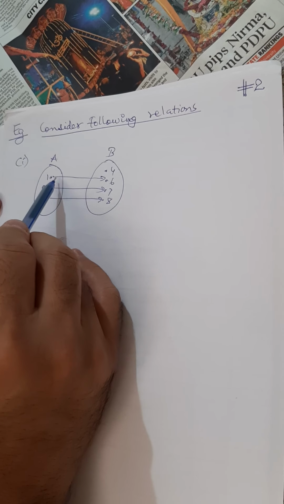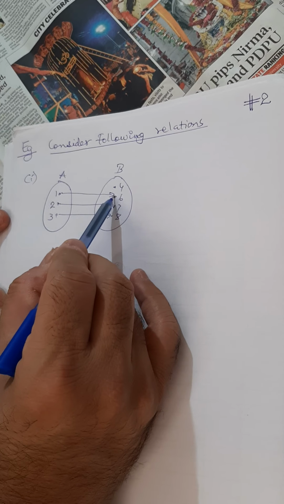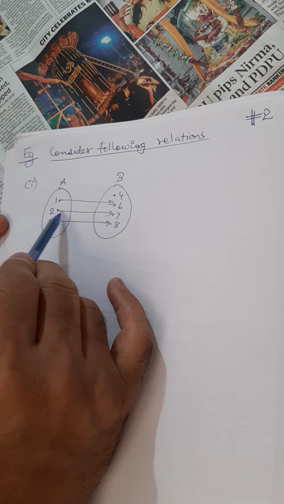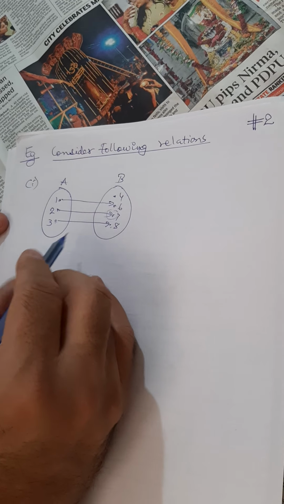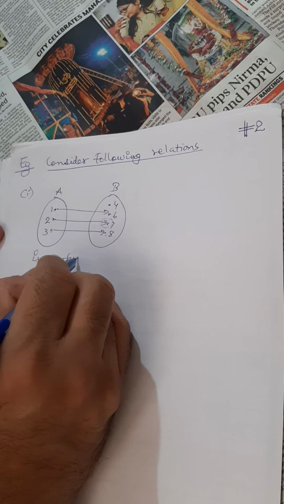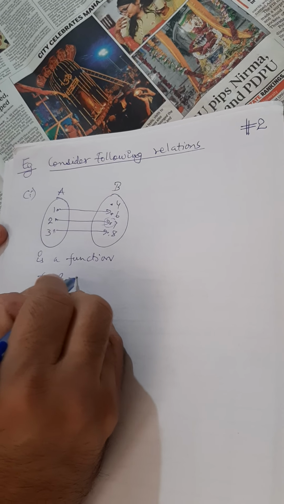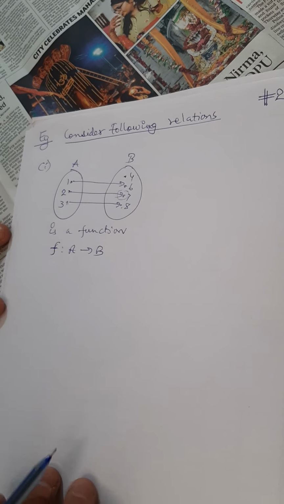So you can see that here every member of the first set is connected with exactly one member. 1 connected with how many? 6 only. 2 connected with how many? 7 only. 3 connected with how many? 8 only. So this relation is a function. Is a function from A to B, for example. So I can write f from A to B. Let me call this as a function f from A to B.